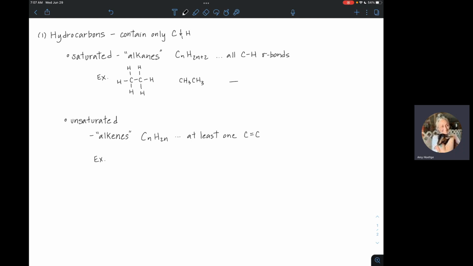An example of this, well, we can stick with just the 2 carbon structure. Notice how we're going to put a double bond between the 2 carbons. We have to take away 2 of the hydrogens in order to do that. Otherwise, you'd have too many electrons around the carbon. And we took ethane and turned it into ethene.